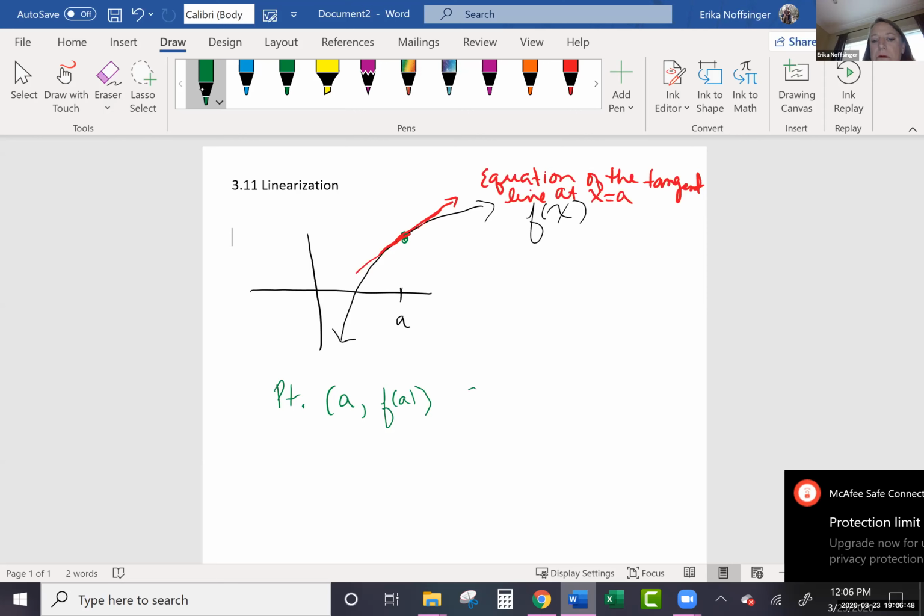And our slope, well, we talked about taking the slope. We found the derivative of our function, and if we wanted the slope at a particular point, then we plugged in that x value of our point. And so we would look at f prime of a.